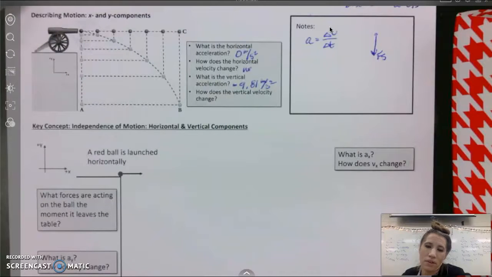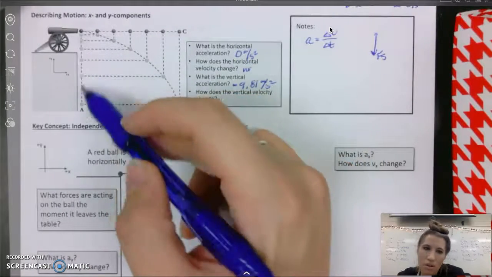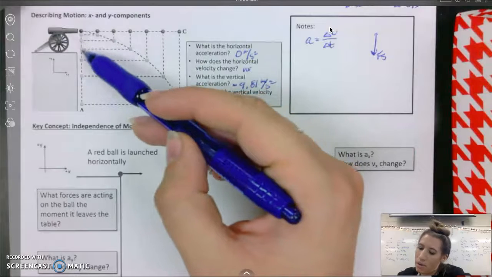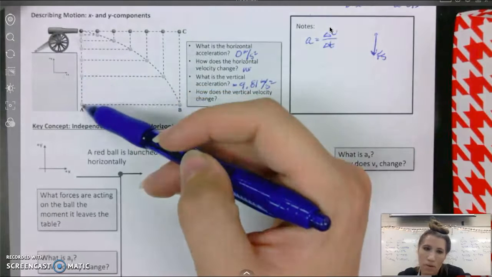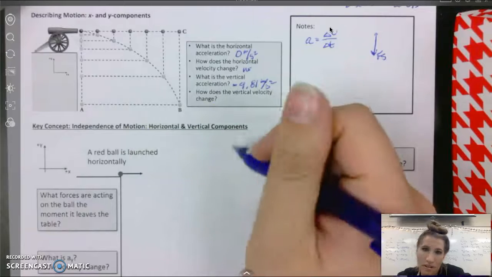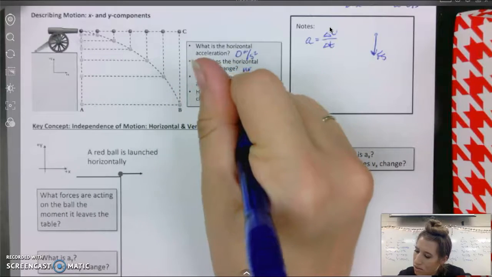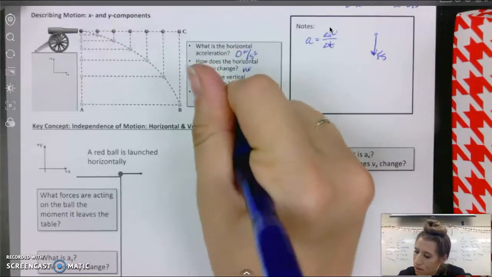So how does the vertical velocity change? It increases in the negative direction, right? These are all 1 second apart, and we're covering more distance per second. So we're increasing in velocity, but going down. Okay, so we'll increase in the negative direction.